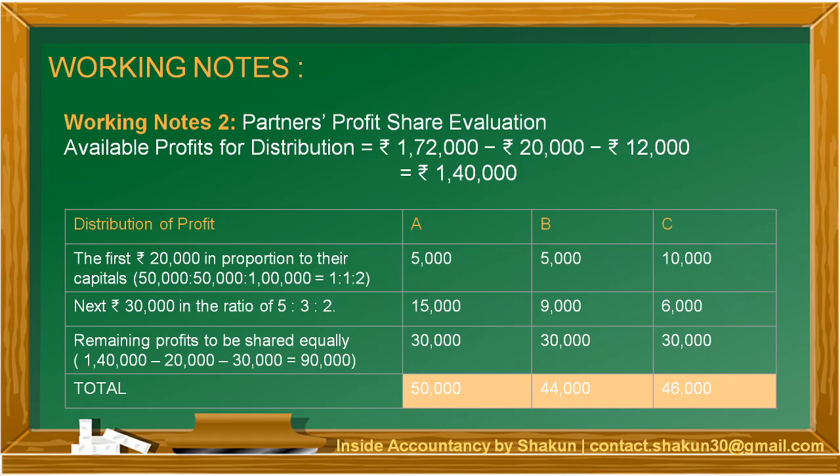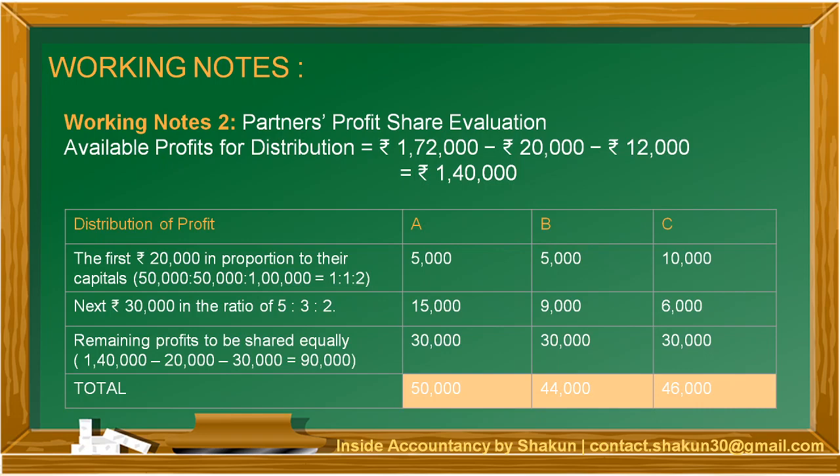Now in the question, it was mentioned that the first 20,000 is to be distributed in proportion to the capitals, that is 1:1:2. Out of this 1,40,000, 20,000 will be distributed in this ratio. Therefore, amounting to 5,000 for A, 5,000 for B and 10,000 for C. Now, out of this 1,40,000, the next 30,000 is to be divided in the ratio of 5:3:2, amounting to 15,000 for A, 9,000 for B and 6,000 for C.